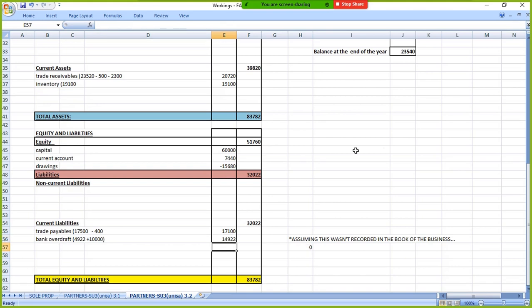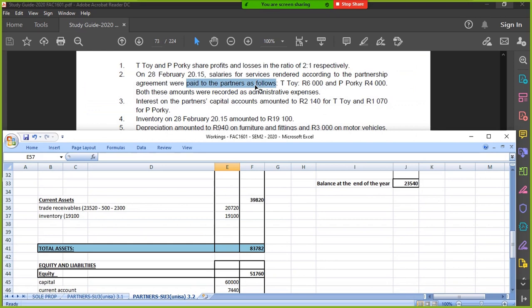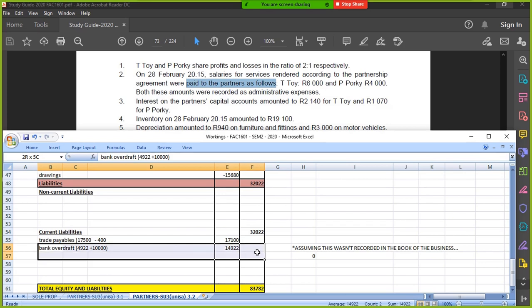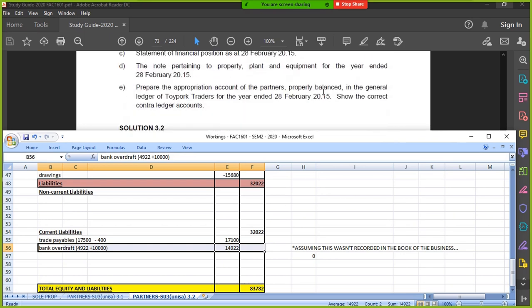Yeah, okay, so let's go back. Did they say it was recorded here? Were paid. If it was paid, yeah, I would think if it was paid, it was captured. So then I wouldn't want to show this. I wouldn't want to show the 10,000, but I would want to show the drawings. Okay, let's see what they've got in the answer.